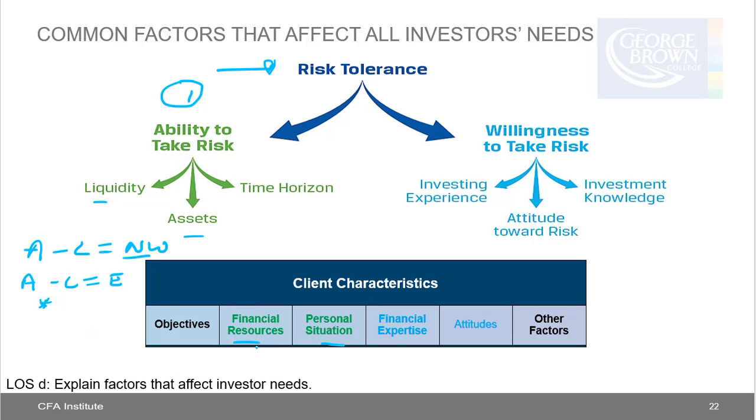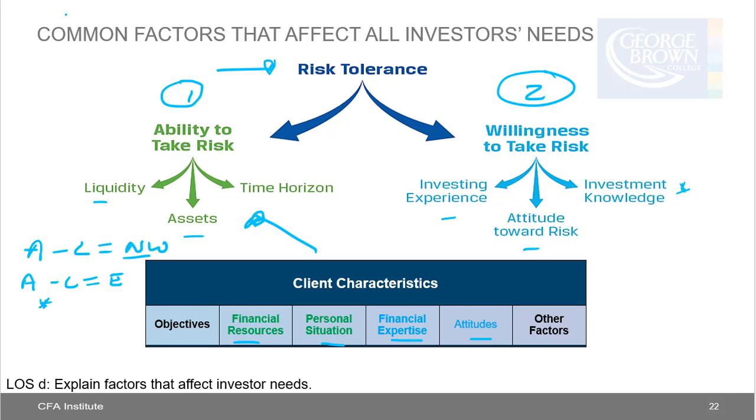Well, if we're looking at a family, we're also going to do a net worth calculation, understand the personal situation, and that's going to give us some insight on the ability to take on risk, okay? When we move and talk about the willingness to take on risk, that has to do with the financial expertise and the attitude. So investing experience, the attitude towards risk, the investment knowledge, all right? So investors typically have limits on how much risk they're willing and able to take with their investments. As noted earlier, there's a link between risk and return. Typically, the higher the expected return, the higher the risks associated with that return, or the higher the risk taken, the higher the expected return, okay?